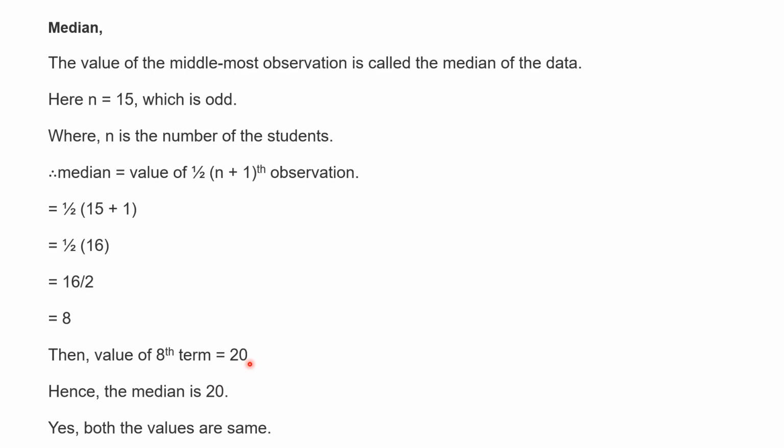Clear? It's very easy and you can score easily in this chapter, children. What is mean, range, mode, median? You have to remember clearly, and based on that you can do the calculations.